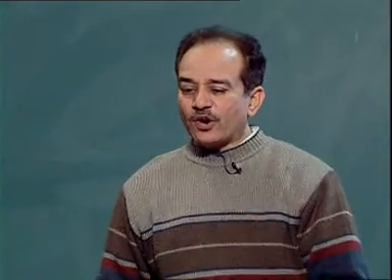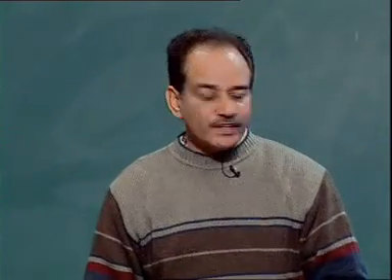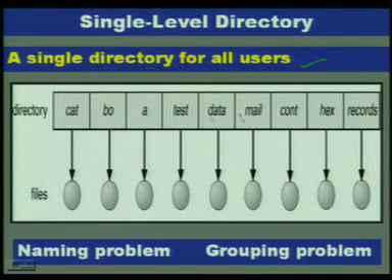Now, how do I organize my directory system? We have a single level directory. What we have in a single level directory is all users at the same level. Maybe these are the directories I look for: cat, BOA, test, data, mail, and so on, and in each particular directory there are some files.